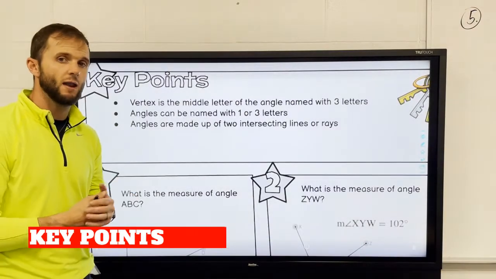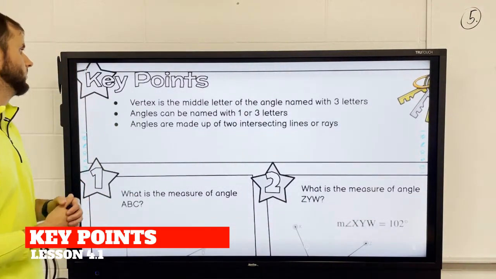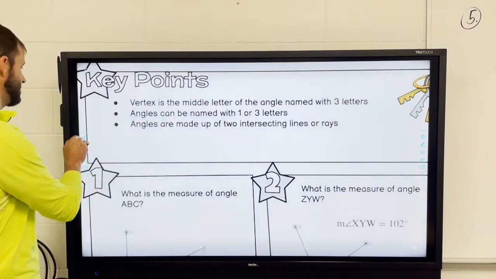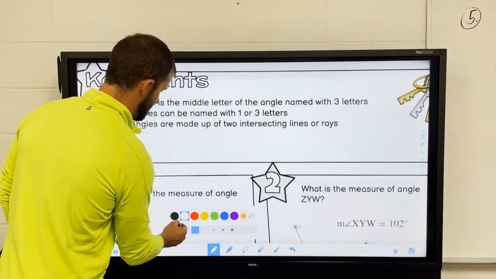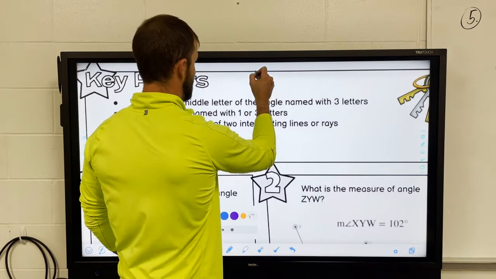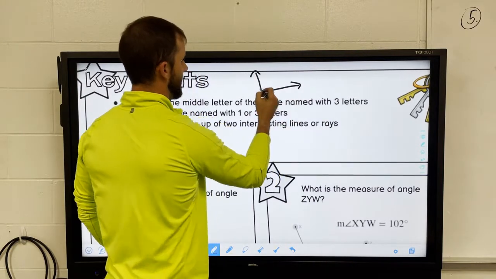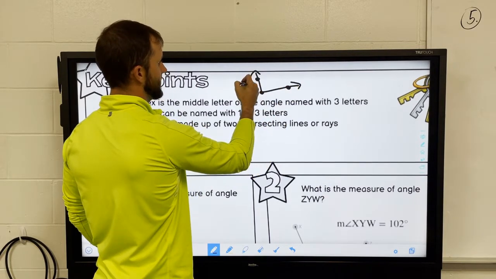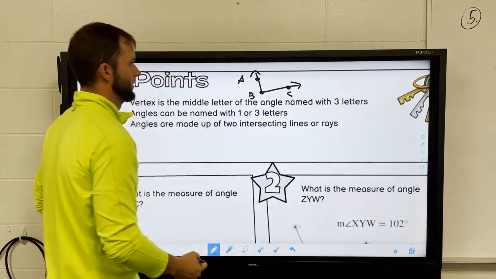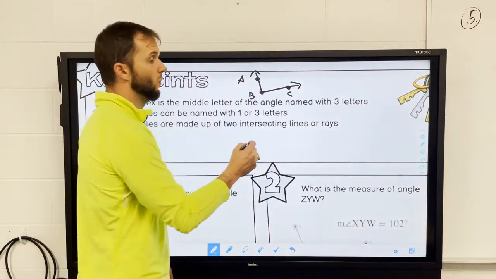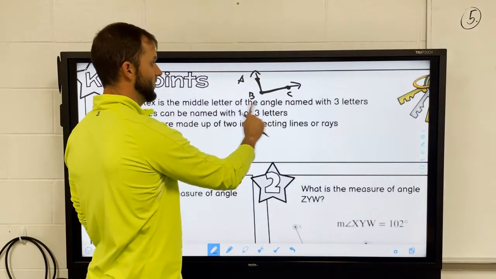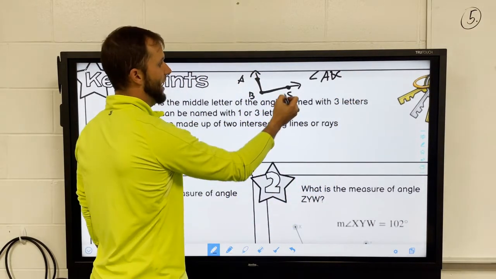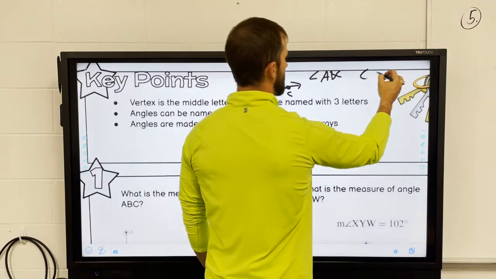Okay, so the first thing we're going to look at are some key points. It says the vertex is the middle letter of the angle named with three different letters. What we mean by that is if I draw an angle, with a point here, a vertex here, and a point here, and let's say this is A, B, C. There are actually two different ways I could read this. I'll read it in order: A, B, C, that's three letters with the vertex in the middle. So this could be angle ABC, or I could do it backwards, CBA, or angle CBA.